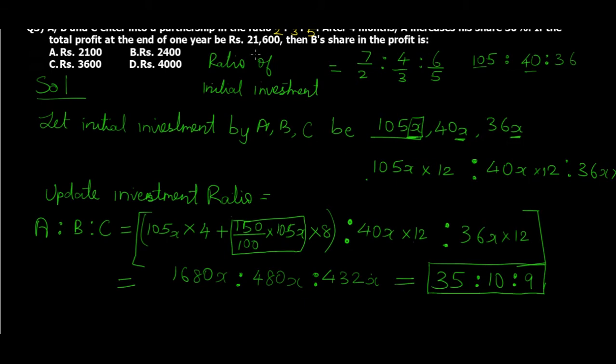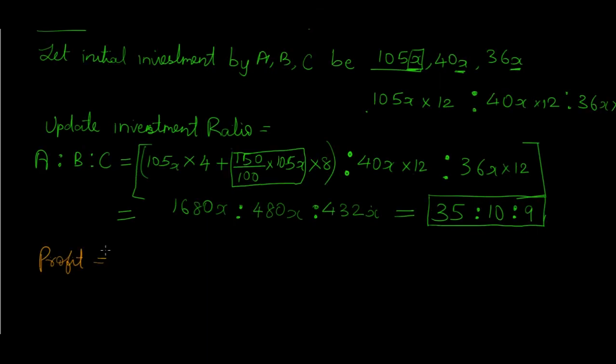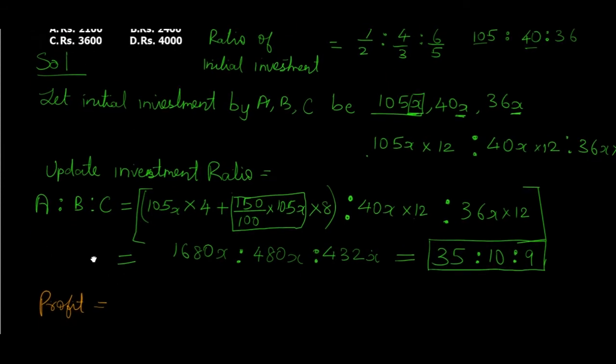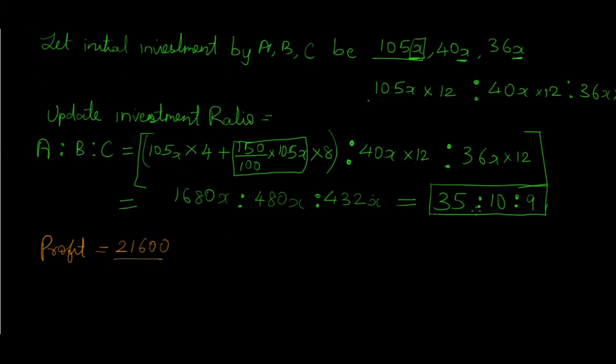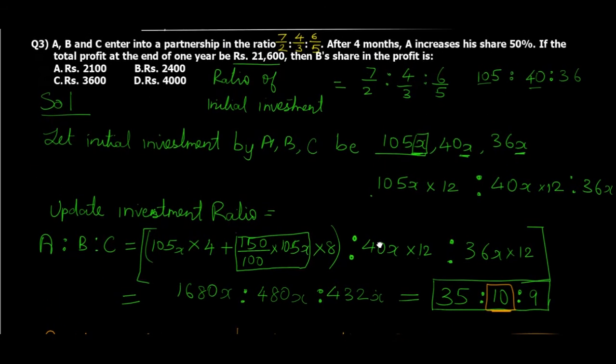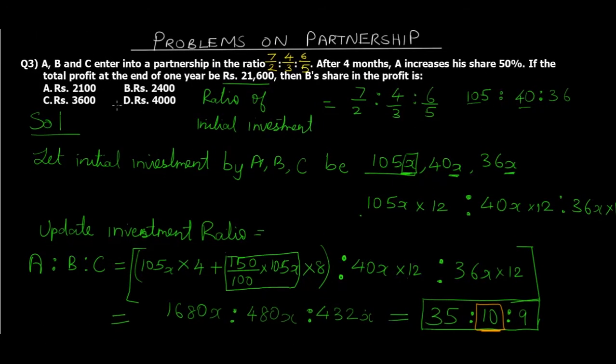Now we already know that the profit is rupees 21,600. So profit is equal to, you can see in the question, 21,600. So out of this, B's share is going to be 10 parts and the total parts is going to be 35 plus 10 plus 9. So B's share is equal to 10 parts out of total 35 plus 10 plus 9, which is 54 parts, into the total profit, which is 21,600. So ultimately B's share is going to be 4,000. So in the options you can see that option D is our final answer.